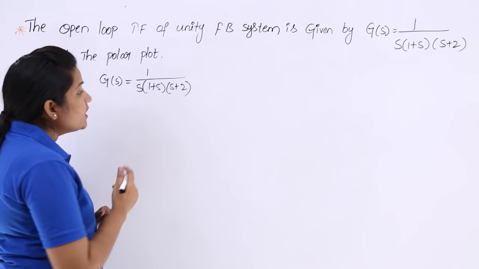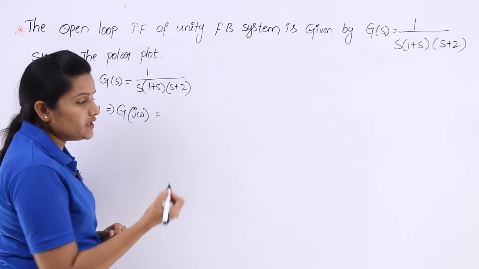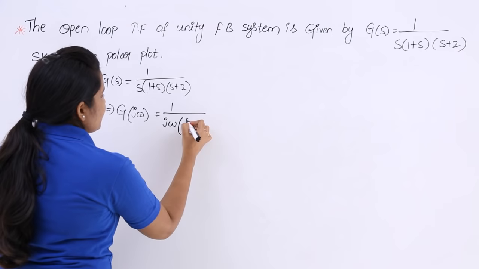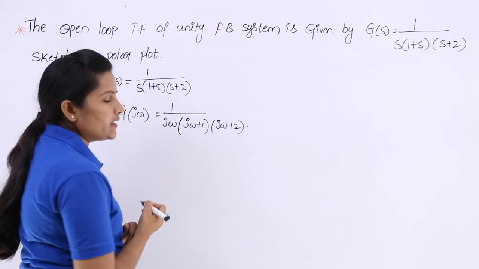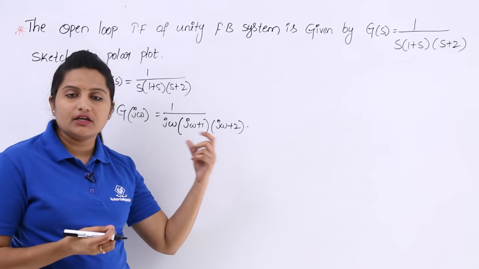Now, here substitute s equal to j omega. If I substitute s equal to j omega, then this open loop transfer function turns out like this: 1 by j omega into (j omega + 1) into (j omega + 2). To draw any polar plot, we need the magnitude and phase of the open loop transfer function.